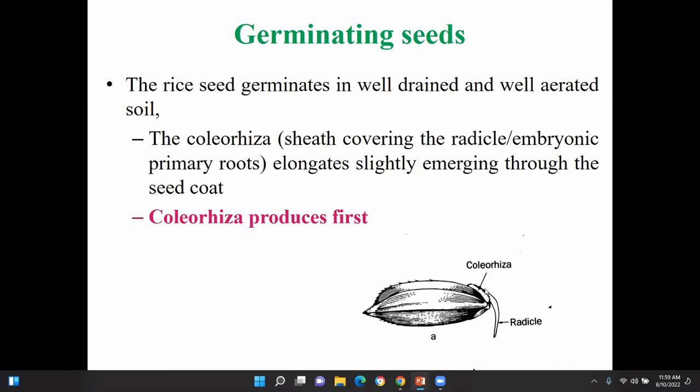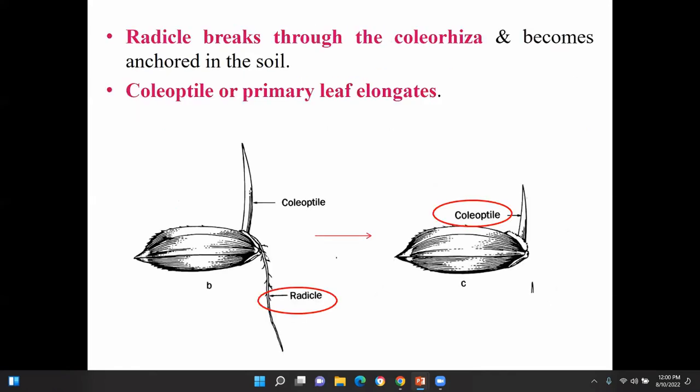This develops first, then from this the radical will form. Inside the radical, the root will develop. The radical breaks through the coleorhiza and becomes anchored in the soil. The root will develop and catch the soil strongly through the radical. Then the upper part will also develop after the root.